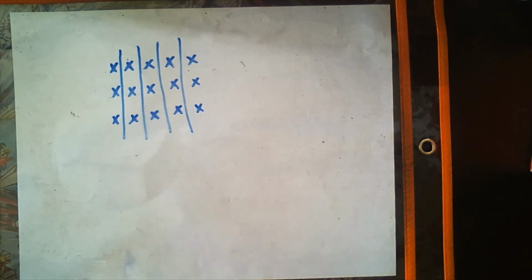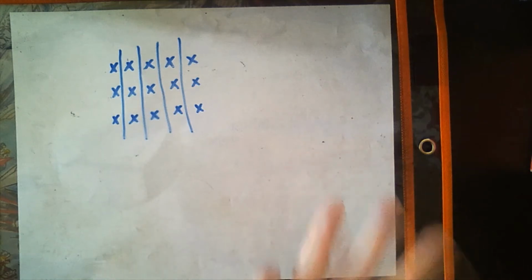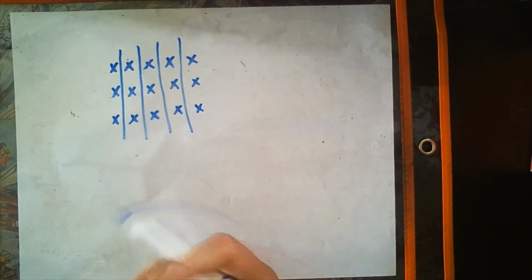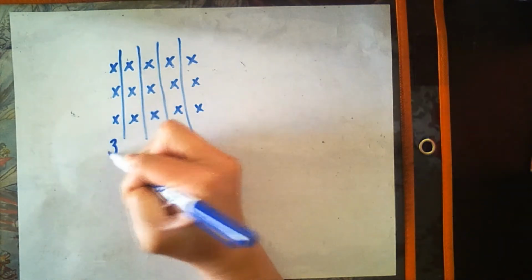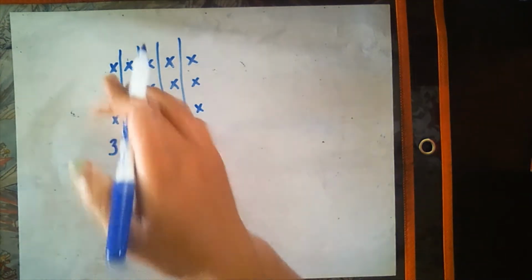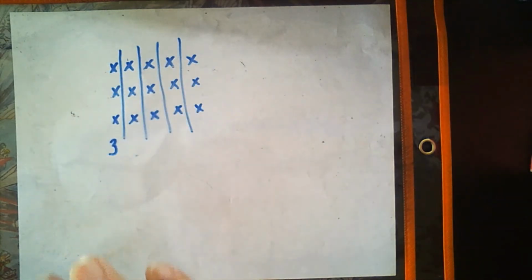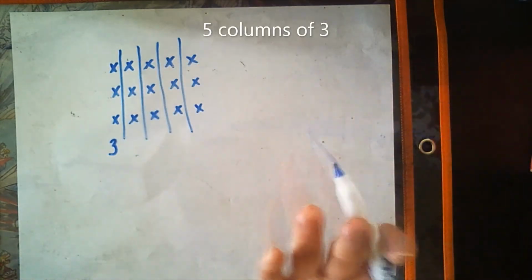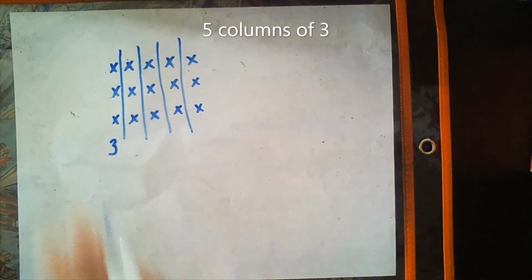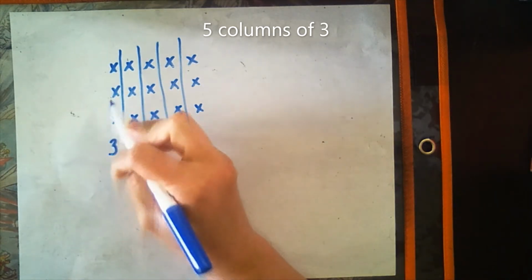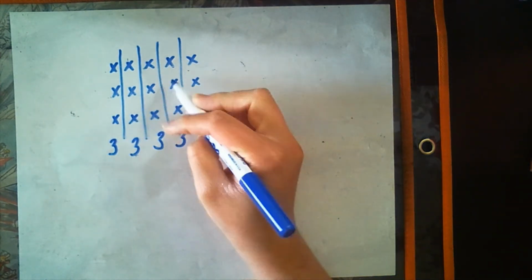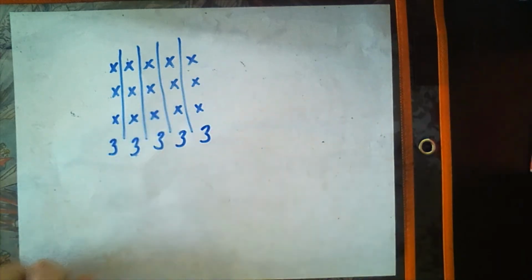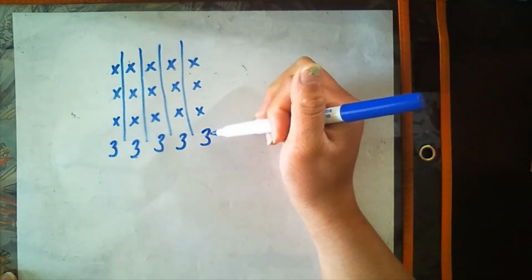How many X's are in each column? Great, there are 3. So, each column is also a group or unit of 3. So, we have 5 groups or 5 columns, and within each column we have 3 X's. We have 3 X's there, 3 X's there, 3 X's in that 3rd column, 3 X's in that 4th column, and 3 X's in that 5th column.